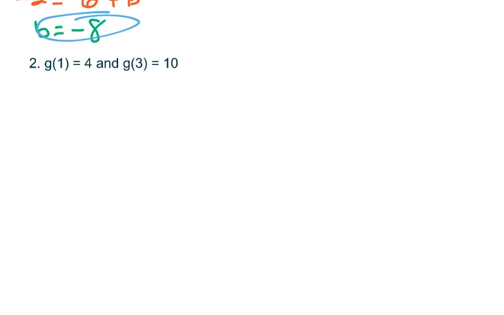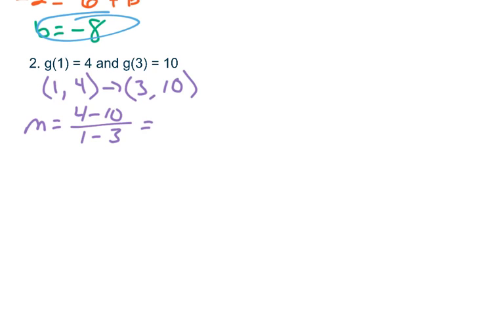g of 1 equals 4, and g of 3 equals 10. So, again, turn your function notation into ordered pairs, (1, 4) and (3, 10), and we need to find the slope. So I'm going to go from left to right again. So it's going to be 4 minus 10 over 1 minus 3. 4 minus 10 is negative 6. 1 minus 3 is negative 2. Negative 6 divided by negative 2 is a positive 3.